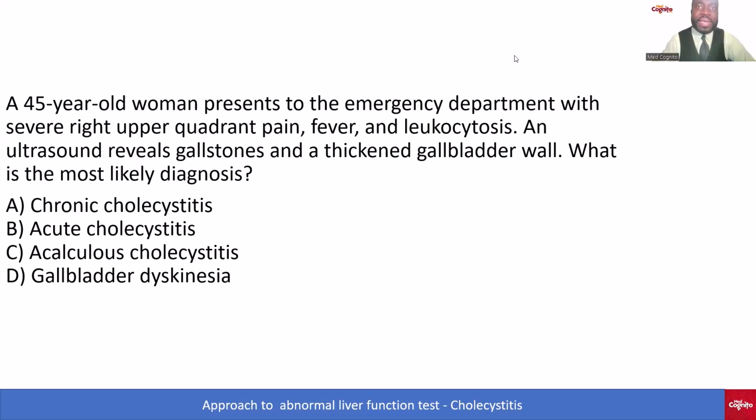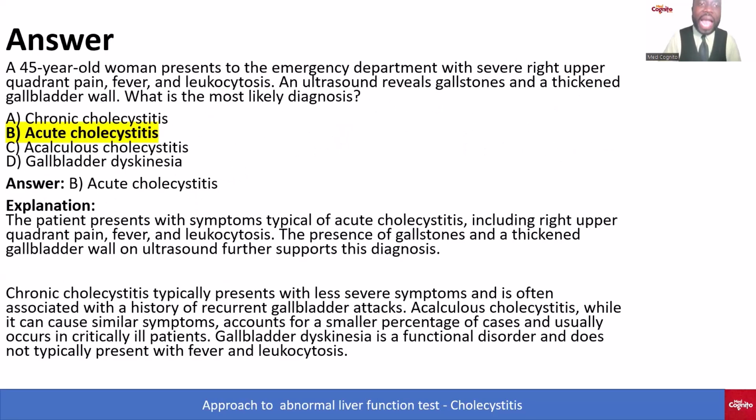Is it A? Is it B? Is it C? Is it D? And you have to make sure that you are solving this question within 1 minute. Is it A? Is it B? It looks like there's a consensus. Everybody is going for B. Acute cholecystitis. So acute cholecystitis is the answer.